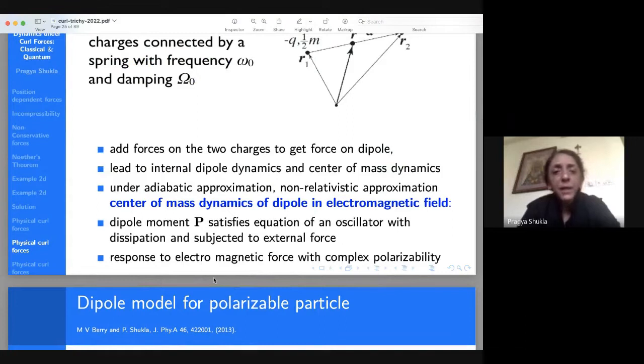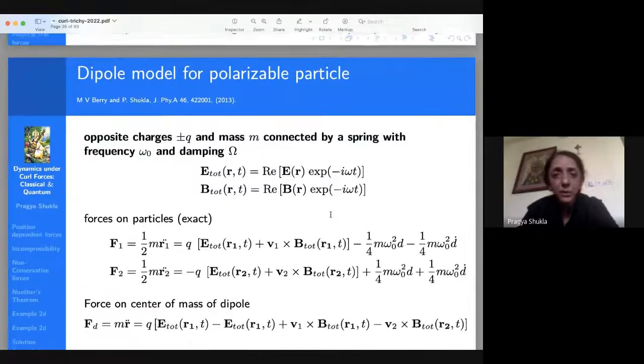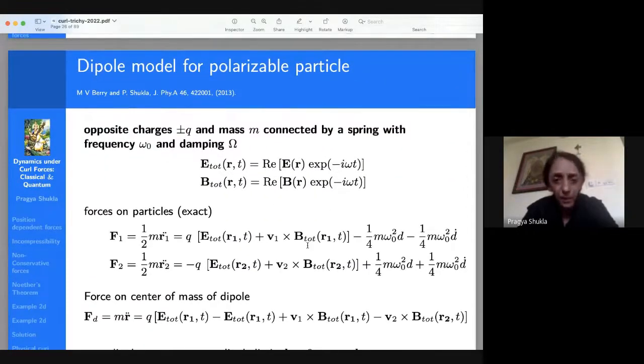And you will find when you work this out, the net force will turn out to be a force which will lead to a complex polarizability of the particle. Let me not talk in riddles and give you more details. But I will go very quickly because I have to tell you a lot more. But all these equations you are familiar with.